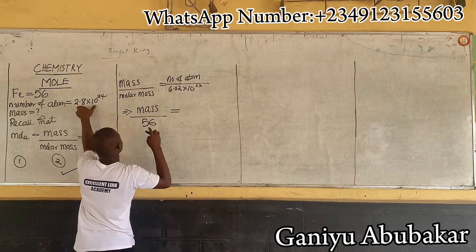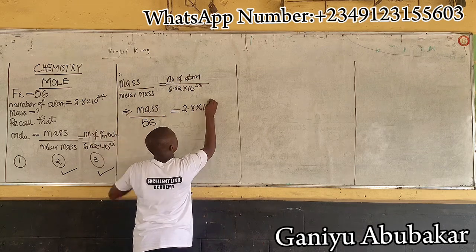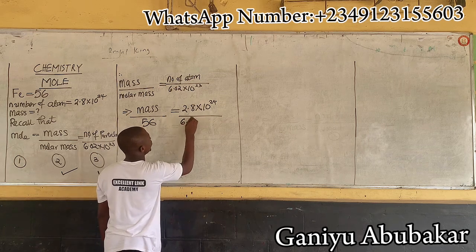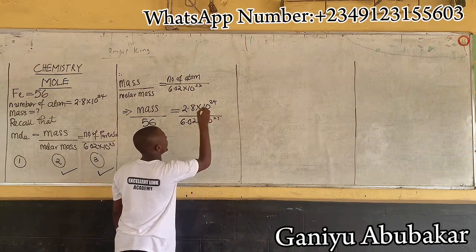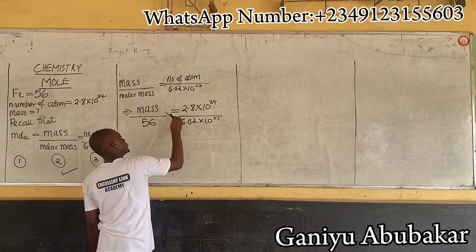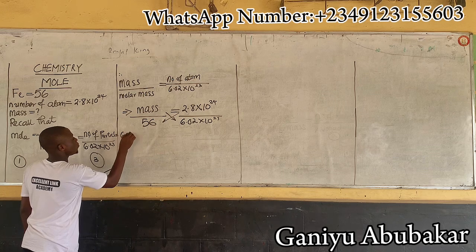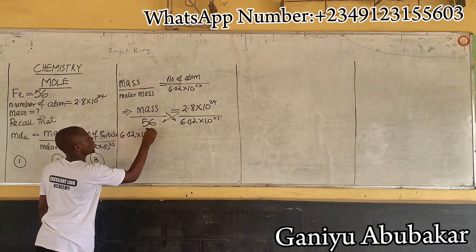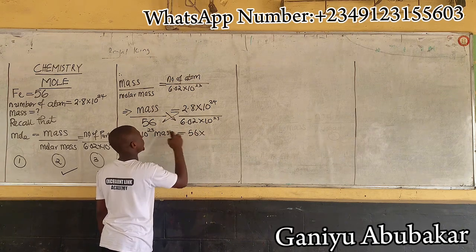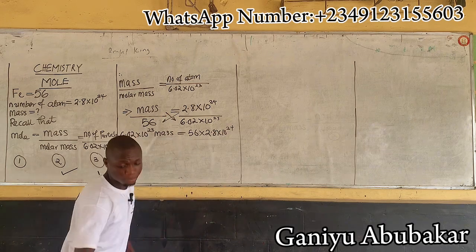Which is equal to number of particles, in this case 2.8 times 10 to the power 24, over Avogadro's constant, that's 6.02 times 10 to the power 23. I'm looking for mass, so I do the normal cross multiply: this times this, and this times this. I'll have 6.02 times 10 to the power 23 times mass equal to 56 times 2.8 times 10 to the power 24.